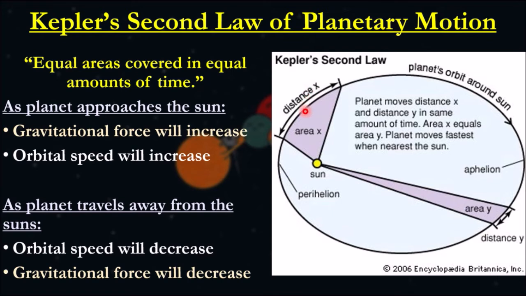As we talked about here, as the planet approaches the sun, gravitational force increases. Technically, gravitational acceleration increases, and that leads to a greater orbital speed.